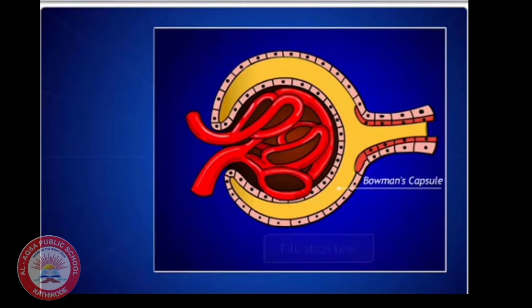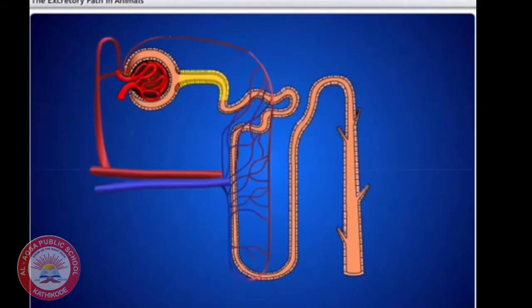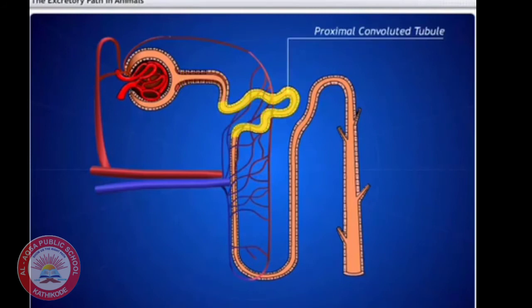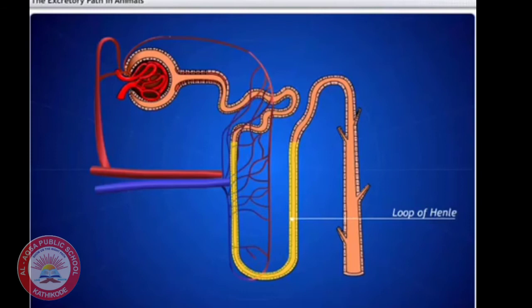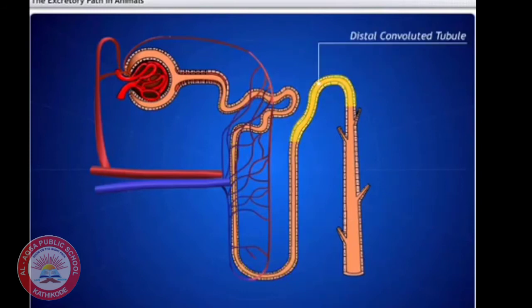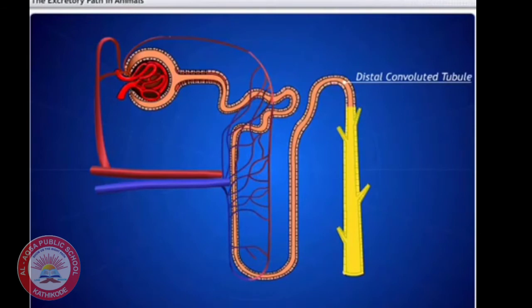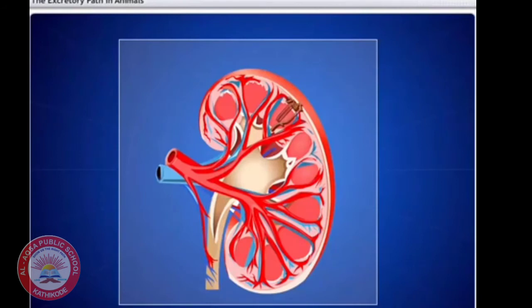The glomerulus is surrounded by a thin-walled cup-like structure called the Bowman's capsule. The Bowman's capsule is connected to the renal tubule. The renal tubule becomes highly coiled to form the proximal convoluted tubule. The tubule then forms a loop called the Henle's loop or the loop of Henle. Loop of Henle joins the distal convoluted tubule. The distal convoluted tubule opens into a collecting duct.